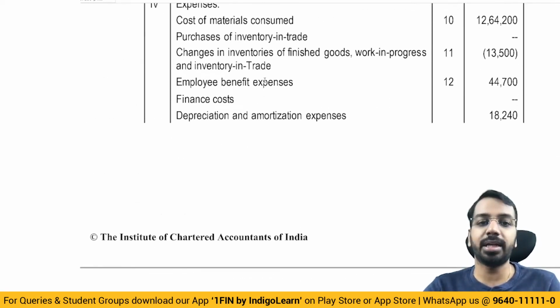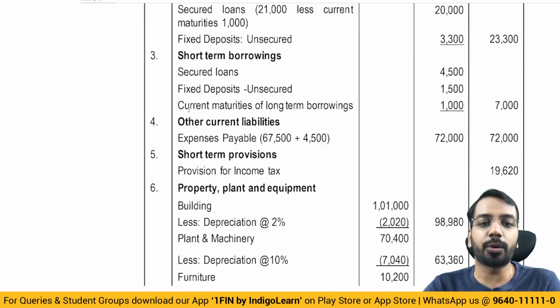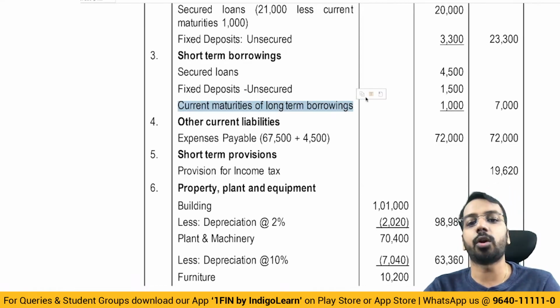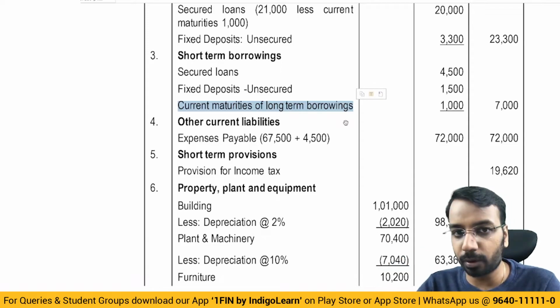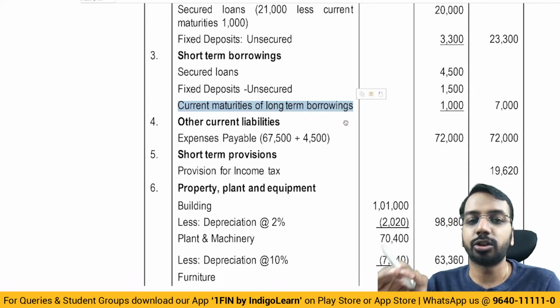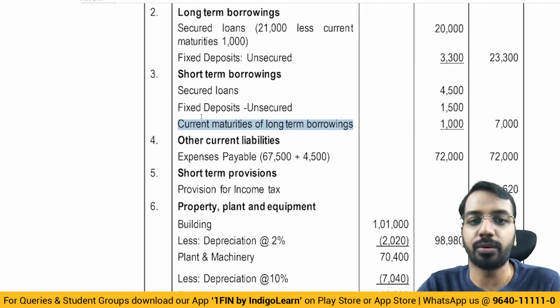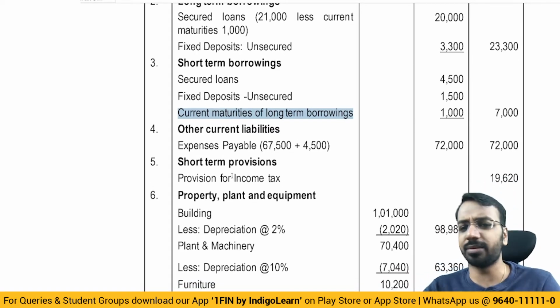Only thing you have to remember is that under short-term borrowings, you will also show the current maturities of long-term borrowings. Current maturities of long-term borrowings will be shown under short-term borrowings, right? So you have to prepare a schedule here. Okay, long-term borrowings, short-term borrowings. All of these things we have discussed in the class.